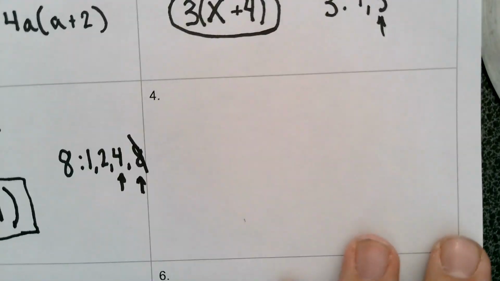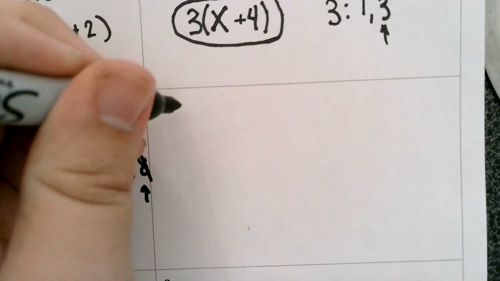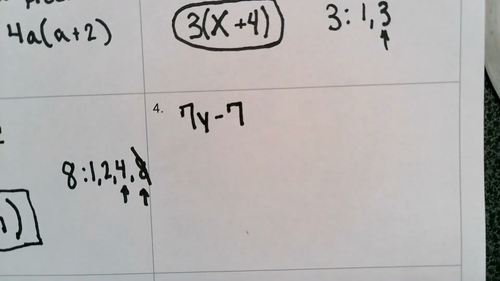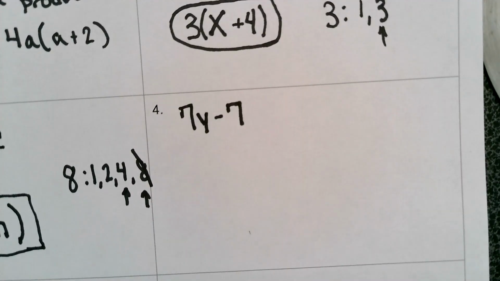All right, let's move along to number 4. Number 4 is 7y minus 7. Okay? So, I'm going to look at my two numbers. Actually, excuse me, this is supposed to be a you do. So real quick, take a minute, pause the video, see if you can figure this one out on your own. Give yourself, I would say, 45 seconds.